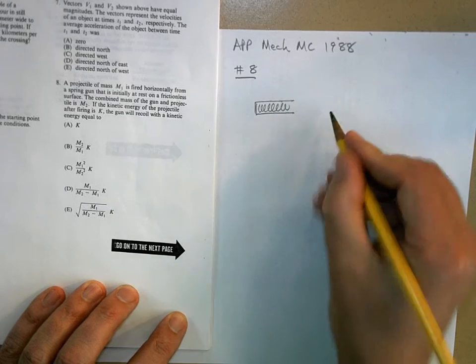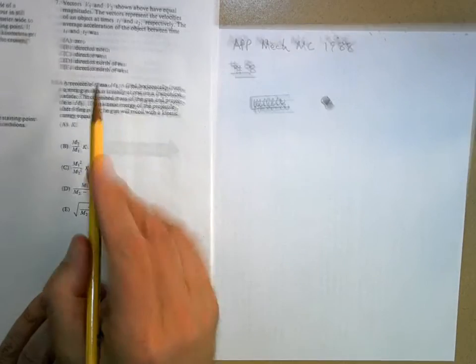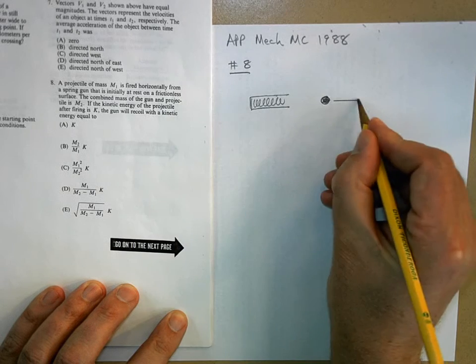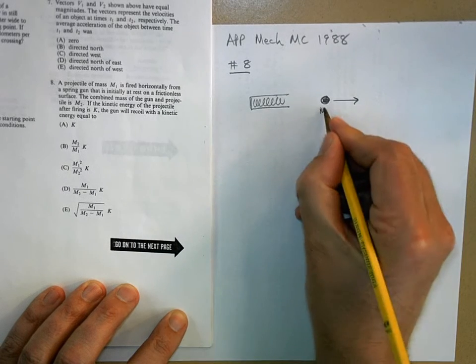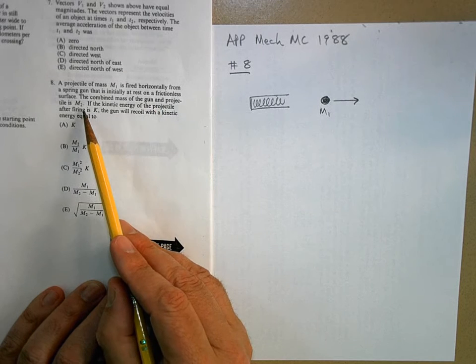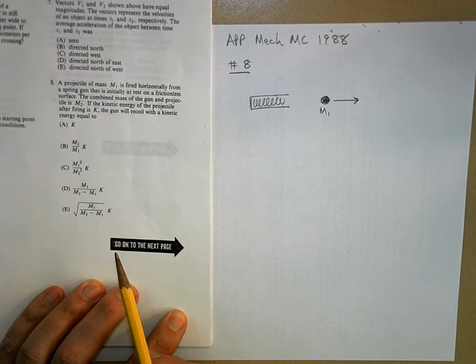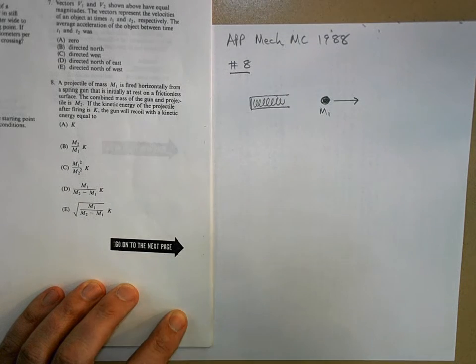So here's my spring-loaded gun, and here's my projectile. And it says the projectile is M1. Okay, so this is M1. Now it says that the combined mass of the gun and projectile is M2. Who does that? Nobody does that. I wouldn't do the problem this way. But that's the way they set this up.